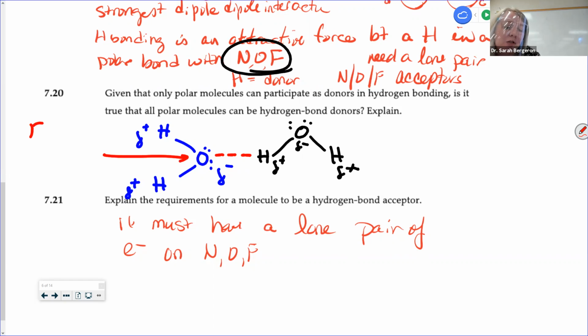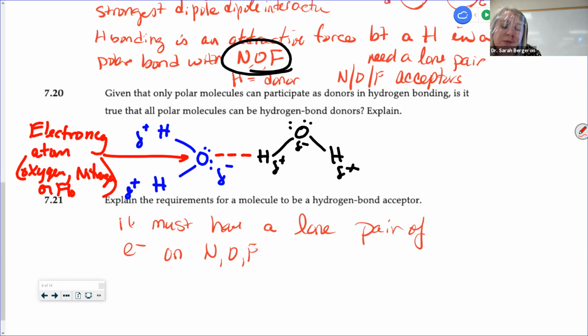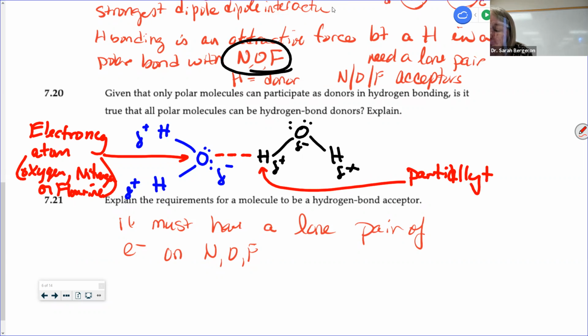So this is my electronegative atom. In this case it's oxygen, but it could be nitrogen or fluorine. Then I have my partially positive hydrogen. If it's a hydrogen bond, you have to have a hydrogen involved. So it's hydrogen with no fun.